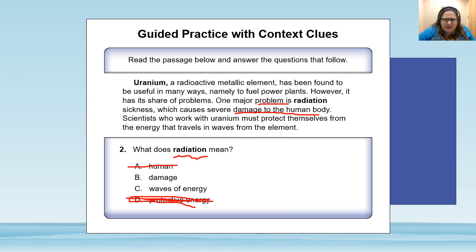Is radiation in itself damage, or is radiation a wave of energy? It says here that radiation travels in waves, protecting themselves from energy that travels in waves. So radiation causes damage. Radiation is not damage itself. It's what causes the damage. Radiation is waves of energy.